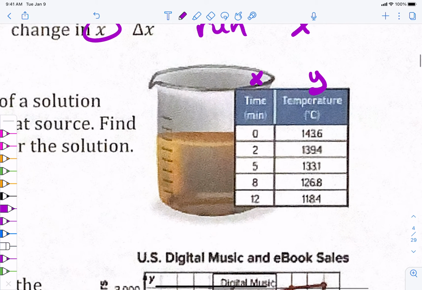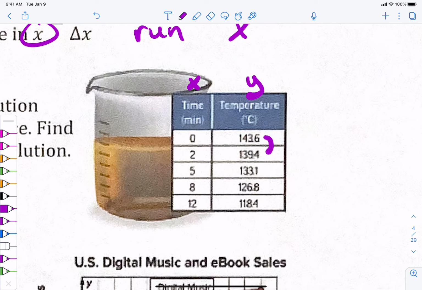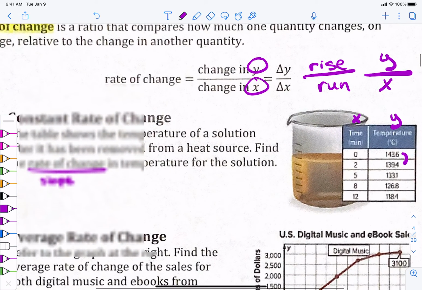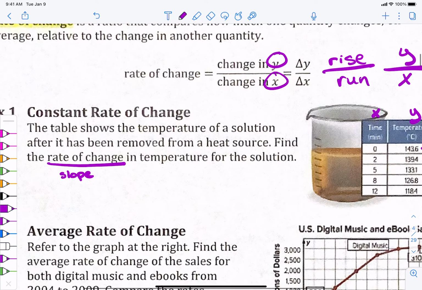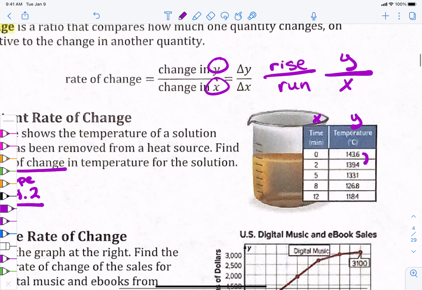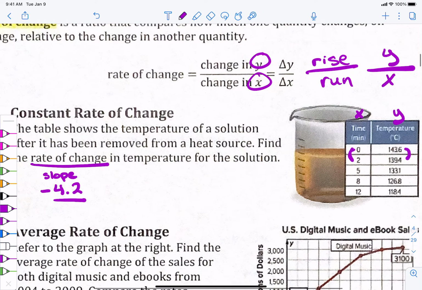All right, so let's do this over here. We're looking at it going from 143.6 degrees to 139.4. So if we subtract those two, 143.6 minus 139.4, what does that give you? 4.2. Okay, but it has gone down 4.2 in a matter of how many minutes? 2 minutes, right? If I take negative 4.2 and divide by 2, that is a slope of negative 2.1, right?